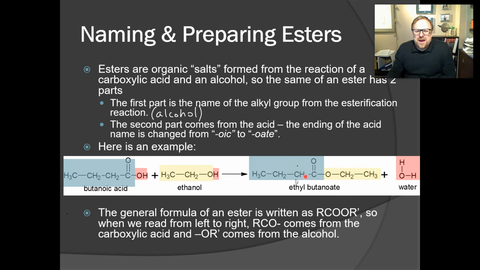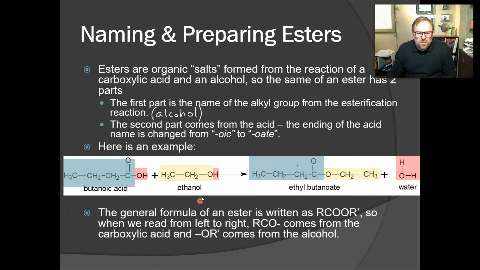So how we name this, how I came up with ethyl butanoate, is as follows. The first part of the name comes from the alcohol. Since this was ethanol, it becomes ethyl. If it was methanol, it would be methyl. If it was propanol, it would be propyl. Make sense? The second part of the name comes from the carboxylic acid. Since this was butanoic acid, we drop the acid and we change the oic to oate. So this becomes butanoate. So this is ethyl from the alcohol, butanoate from the carboxylic acid. Hope that makes sense to you. It's really no more tricky than that.